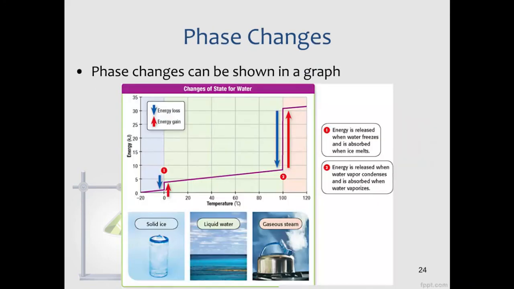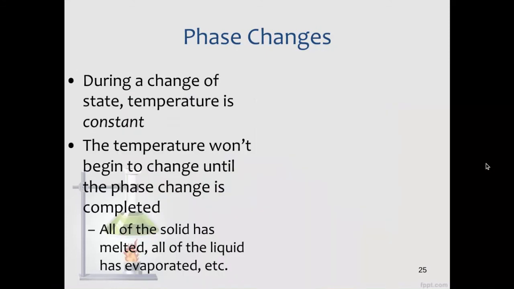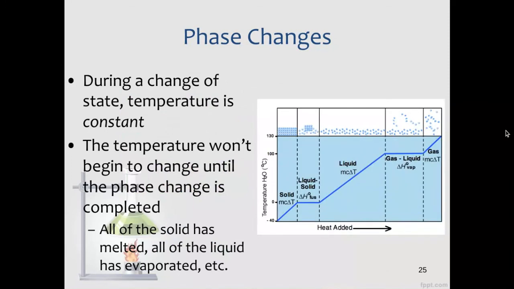Phase changes can be shown in a graph. We see that when energy is released, water freezes, and energy is absorbed when ice is melting. Energy is released when water vapor condenses and is absorbed when water vaporizes. During a change of state, temperature is constant. The temperature won't begin to change until the phase change is complete, when all of the solid has melted and all of the liquid has evaporated.